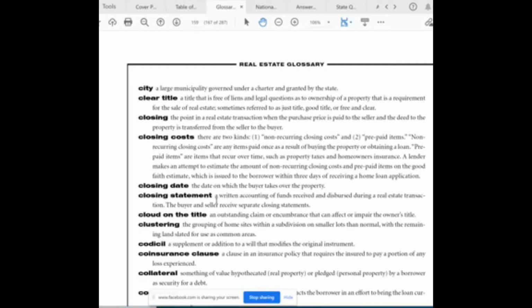Closing statement. That is also called a settlement statement. A written accounting of funds received and disbursed during a real estate transaction. The buyer and seller receive separate closing statements, so the buyer doesn't see the seller's and the seller doesn't see the buyer's. The realtors will see each of their clients'.